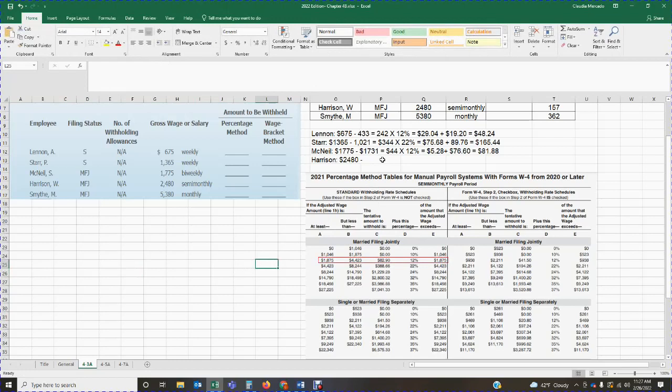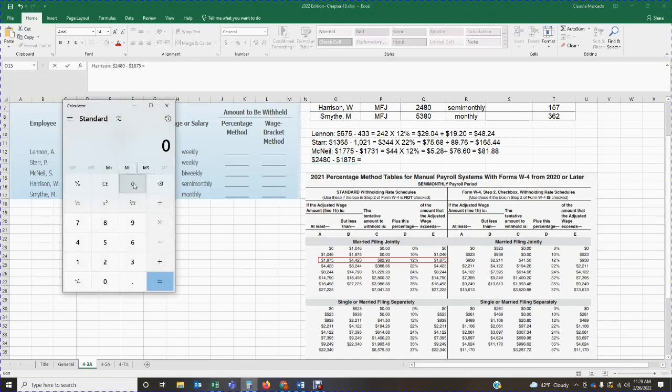So the wages are $24.80. We're going to look at that last number, column number E, and we're going to subtract that $18.75. And then that's going to give us $24.80 minus $18.75. Oh, sorry about that. I'm having issues with my computer here. $24.80 minus $18.75 gives me $605.